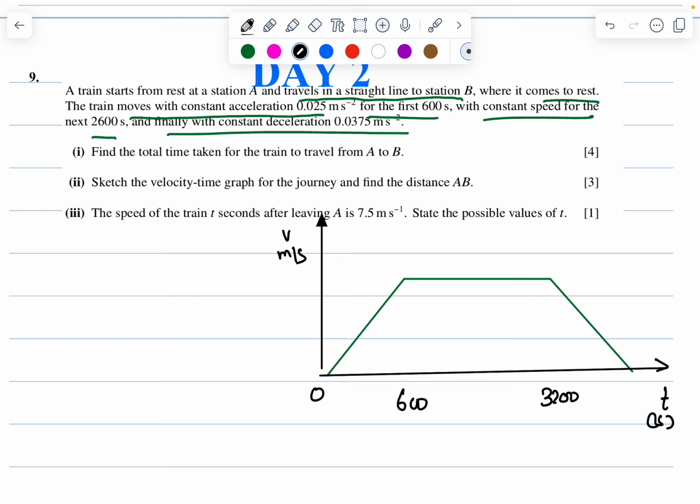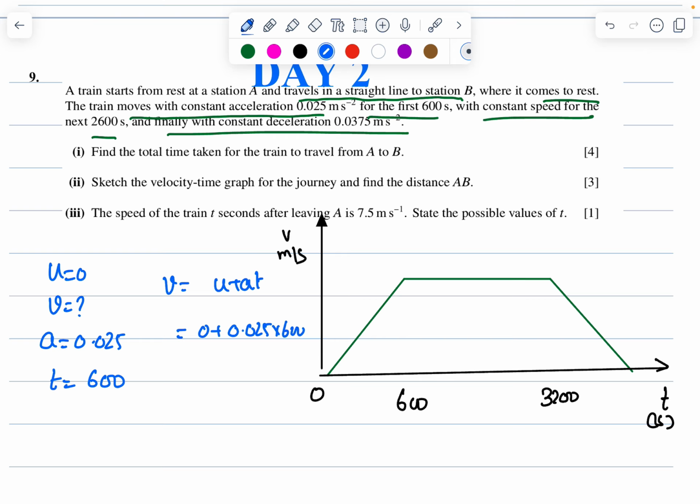For the first part, initial velocity is 0, final velocity we don't know, acceleration is 0.025, and time equals 600 seconds. So we find v equals u plus at, which is 0 plus 0.025 times 600, which gives me 15 meters per second. So this velocity is going to be 15. Over here, the velocity is 15.